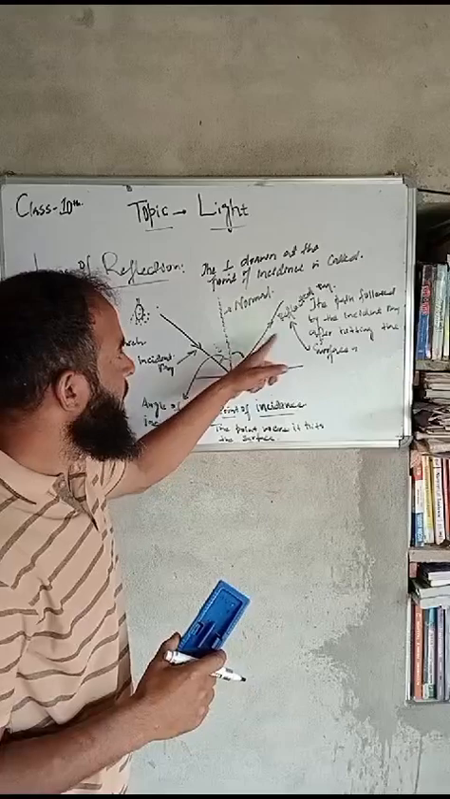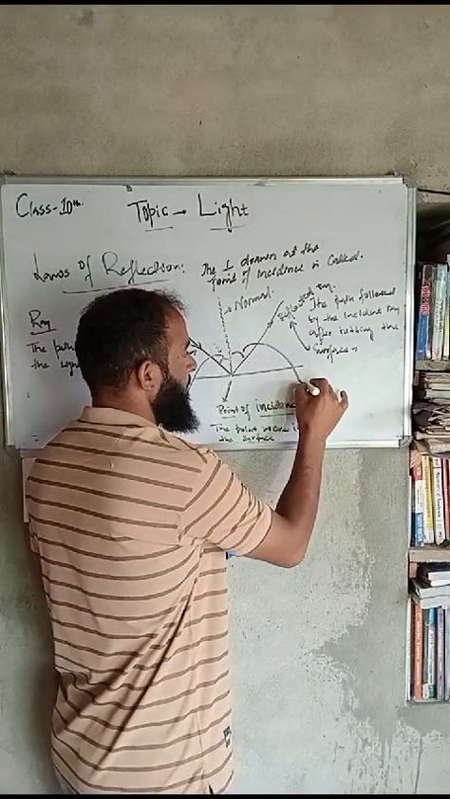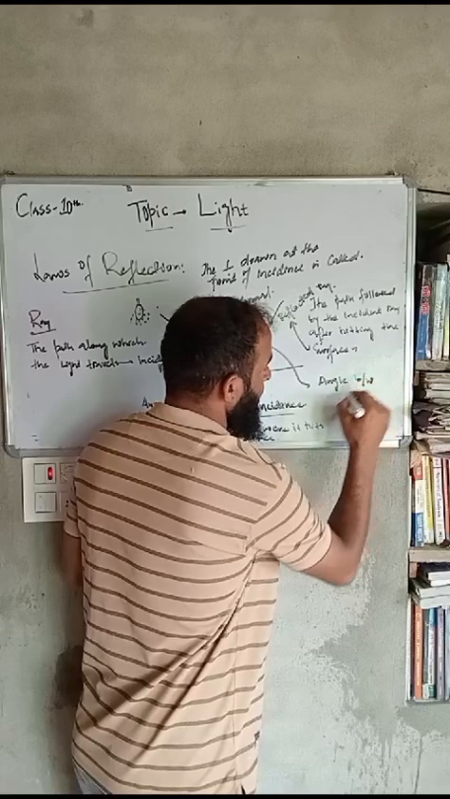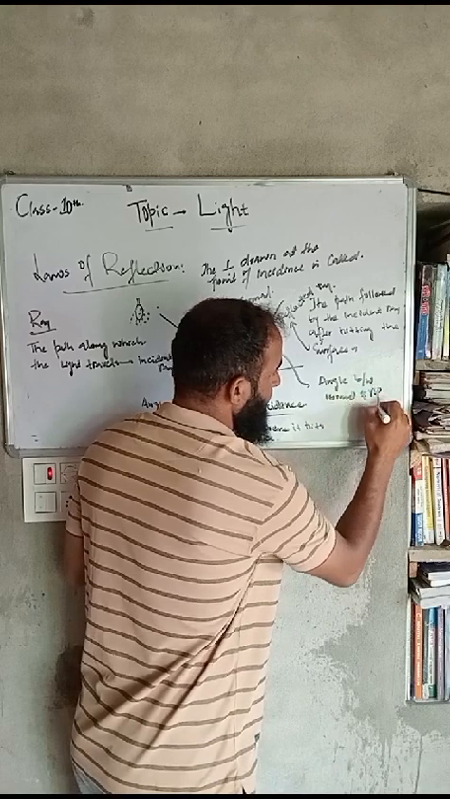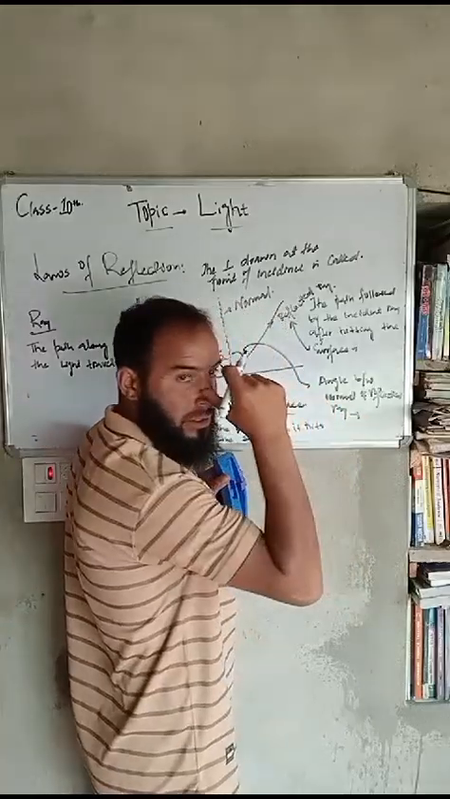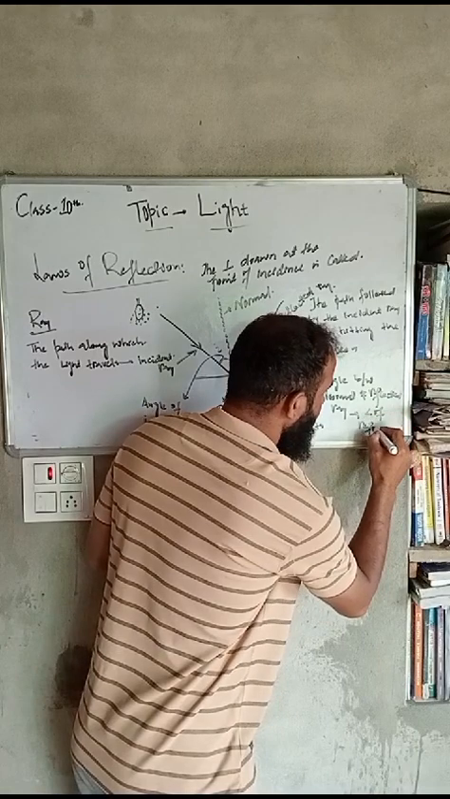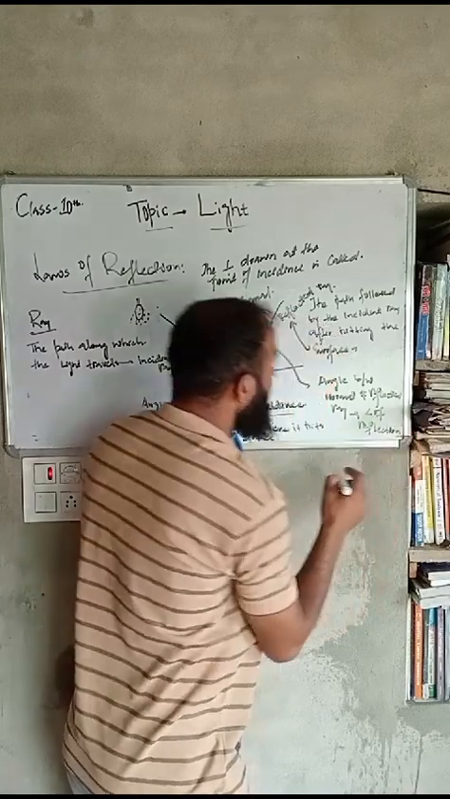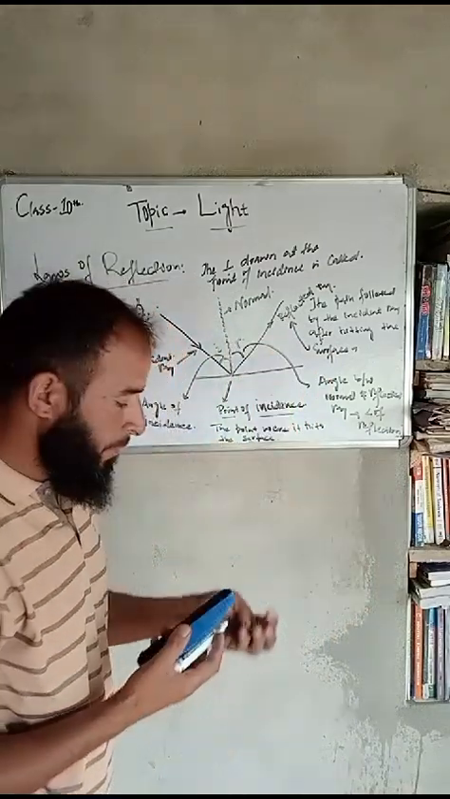The angle formed between the normal and the reflected ray is called the angle of reflection, and it is denoted by R.